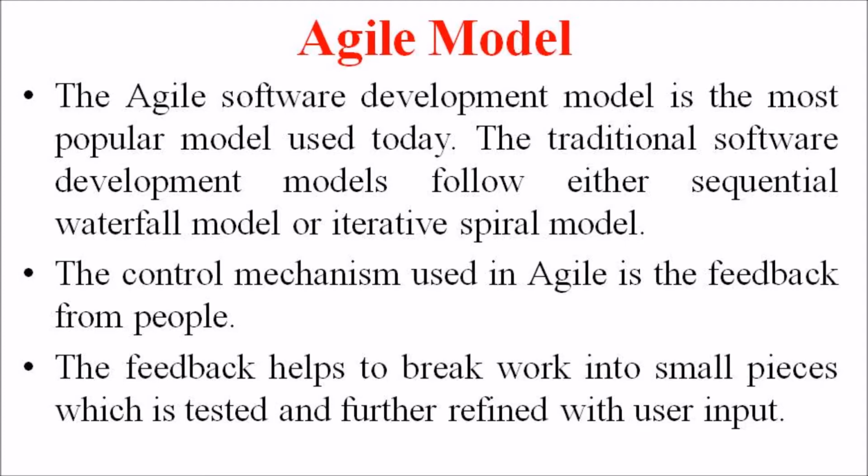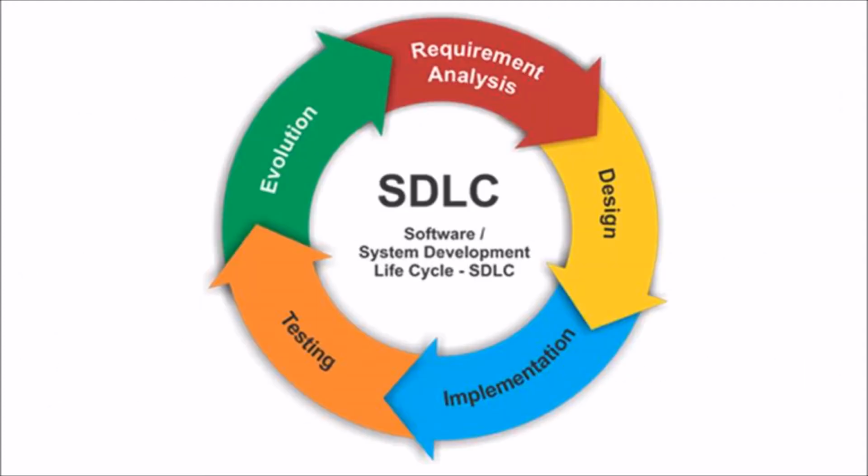The control mechanism used in Agile is the feedback from the customer or the people. The feedback helps to break work into small pieces, which are tested and further refined with the user inputs. The Agile SDLC model is a combination of iterative and incremental process models which focus on process adaptability and customer satisfaction by rapid delivery of working software product.